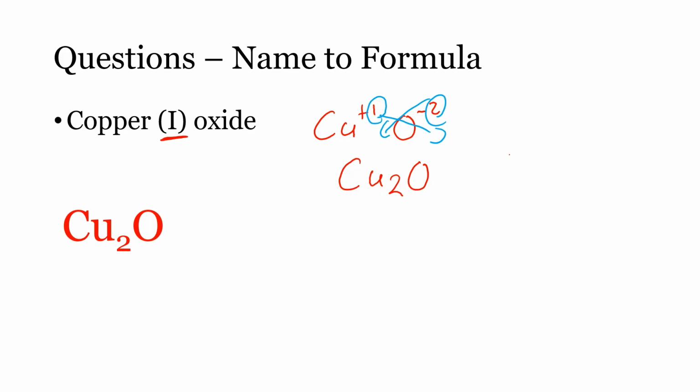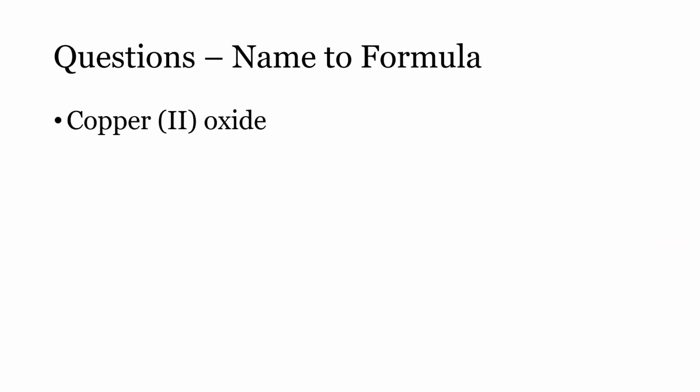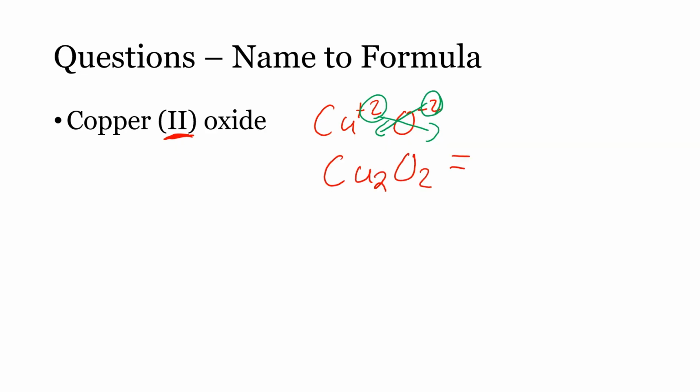Let's take a look at the next one. This is going to be our copper(II) oxide. Our copper, being our Cu, in this case has a +2 charge. And then our oxide, being our oxygen, has a -2 charge. Crossing our numbers down onto the opposite side, we're going to end up with Cu2O2. But we are going to reduce this down. Our 2 and 2 are able to reduce to 1 and 1. So we end up with CuO as the final formula.